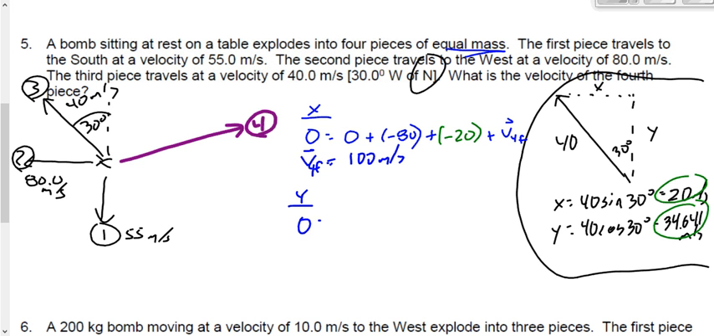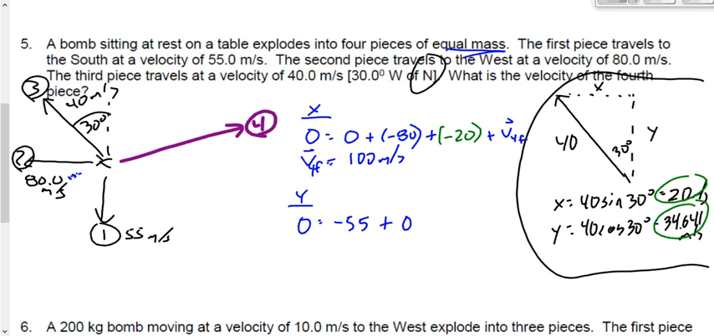Y component 0 initial equals negative 55 because the first one is 55 down. Second one plus, what's the Y momentum of the second one, Zane? How much of this one is Y component, this 80 meters per second? No, number 2 here. 0, because it's all on the x-axis, right? Okay.